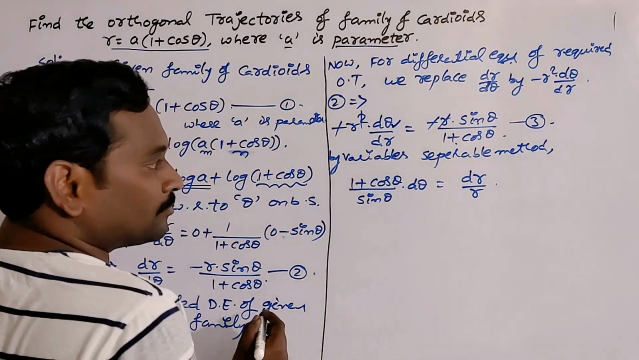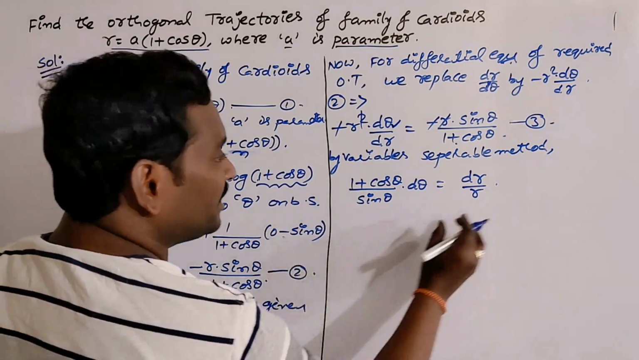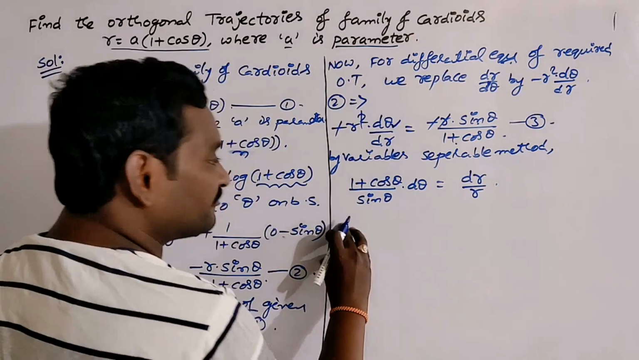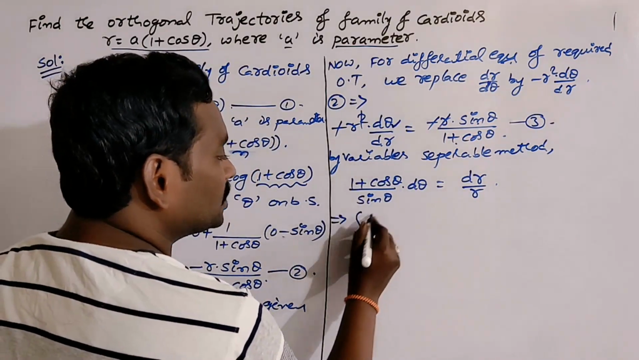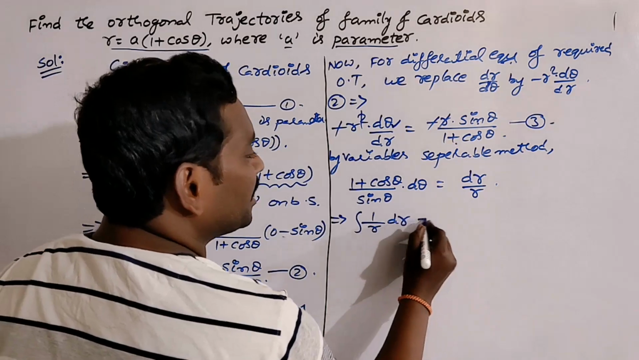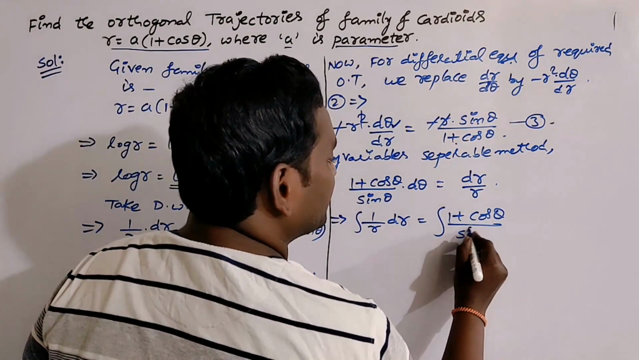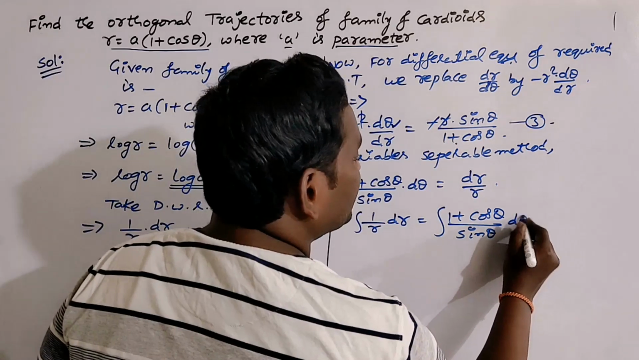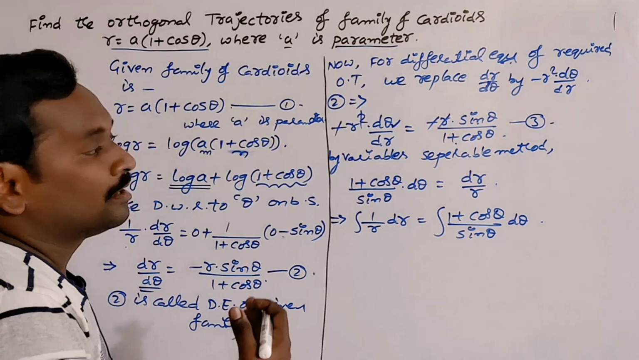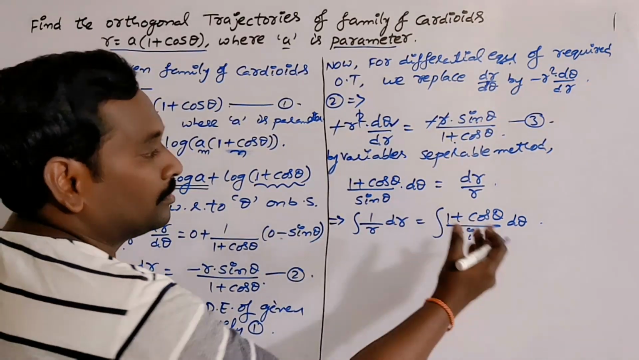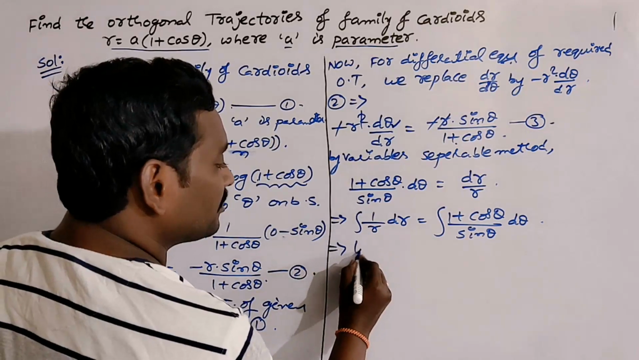Okay, take integration on both sides. Here I will give you a simple trick. Always keep the r terms on the left hand side and theta terms on the right hand side. So integral 1 by r into dr is equal to integral 1 plus cos theta by sin theta. If you write in this way, you can easily get the general solution. Always we have to add the integral constant to the independent variable side only.